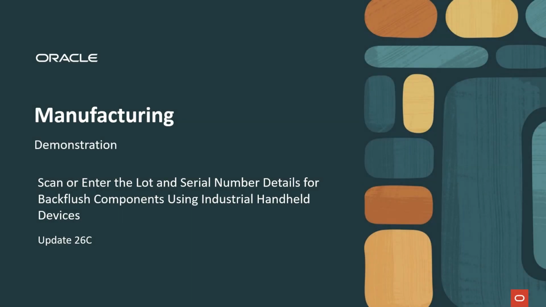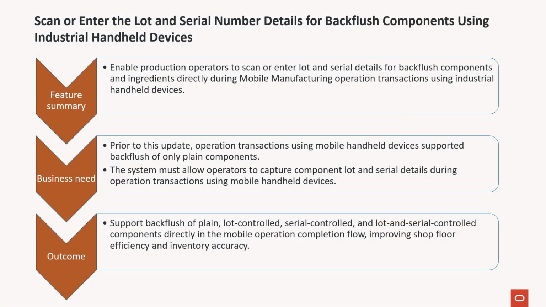Welcome to the demo of the 26C feature, scan or enter lot and serial details for Backflush components using industrial handheld devices in Oracle Fusion Cloud Manufacturing. Prior to this update, industrial handheld mobile operation transactions supported Backflush of only plain components or ingredients. As a result, production operators couldn't capture lot and serial information for tracked Backflush components during operation completion transactions and had to rely on additional material transactions outside the mobile workflow.